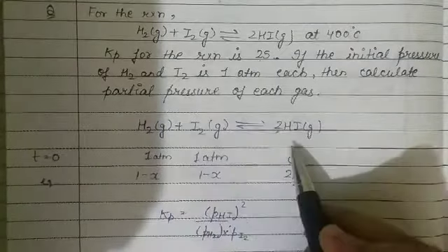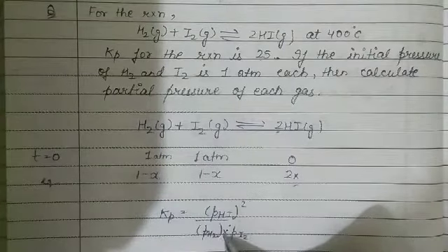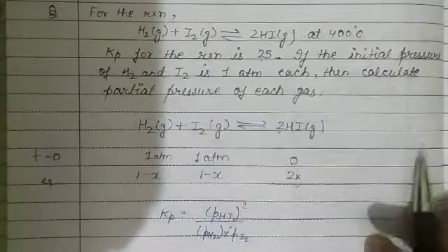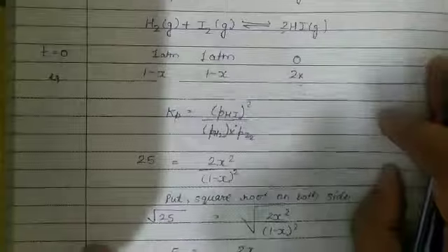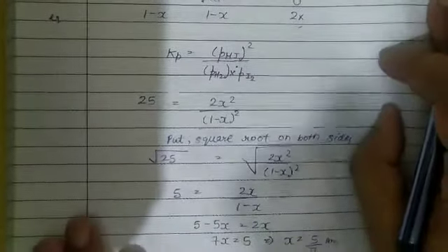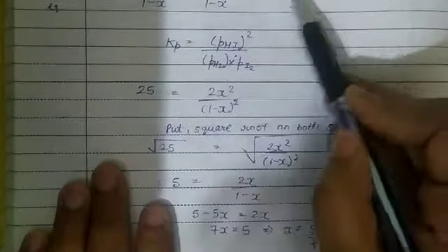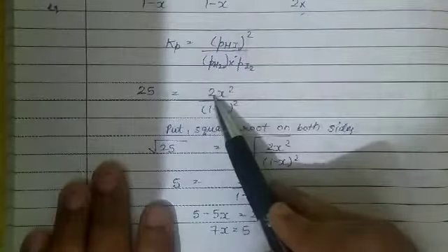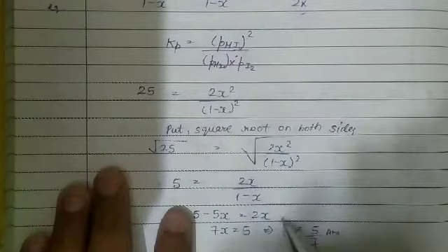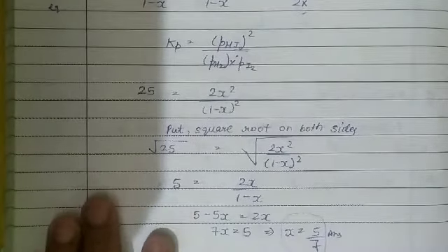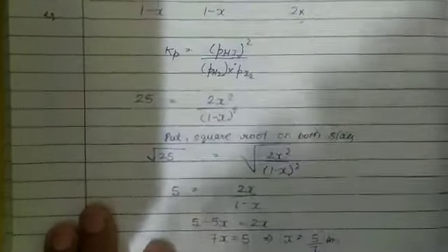So now Kp will be partial pressure of HI squared divided by partial pressure of H2 multiplied by partial pressure of I2. As we have the value of Kp, now put the value of Kp. So the value of Kp is 25. It is equal to (2x) squared upon (1 minus x) squared. Take square root. Now solve and we get the value of x equal to 2.5/7. As now we have the value of x, we can calculate the pressure of H2.